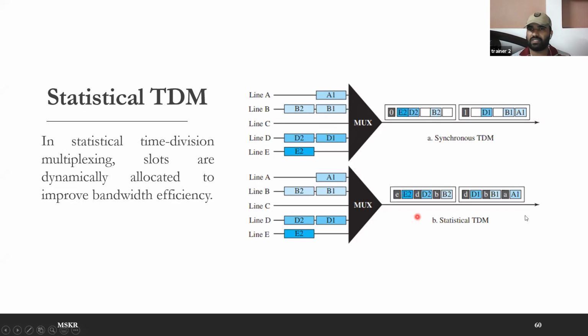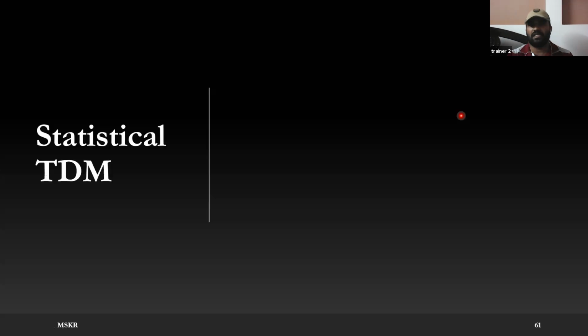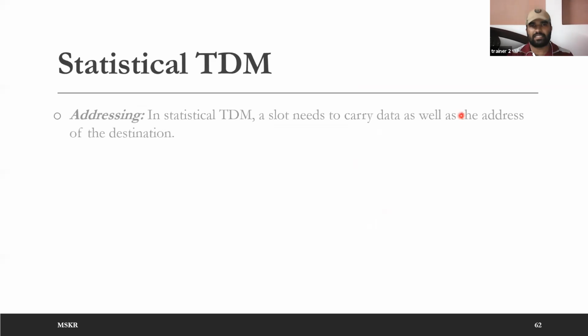So here there are no such sync bits. So here what you have is information and address. Here what you have is information, empty slot, synchronization bits. So that is the major variation between synchronous TDM and statistical TDM.